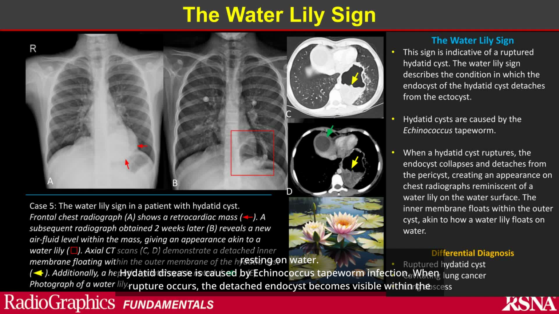Differential diagnoses include ruptured hydatid cysts, cavitating lung cancers, and lung abscesses. In practice, a retrocardiac mass may first appear solid. Later, the development of an air fluid level with floating membranes creates the classic water lily appearance.